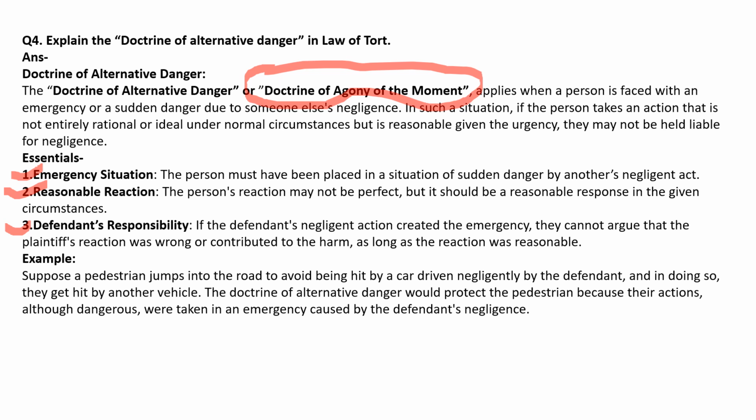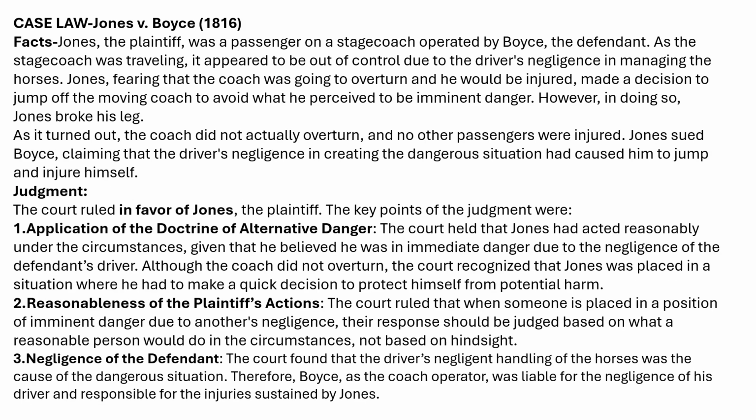Example, suppose a pedestrian jumps into the road to avoid being hit by a car driven negligently by the defendant, and in doing so they get hit by another vehicle. The doctrine of alternative danger would protect the pedestrian because their actions, although dangerous, were taken in an emergency caused by the defendant's negligence. Case law, Jones versus Boise, case of 1816.